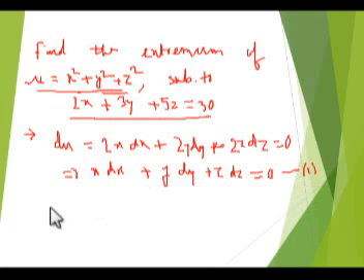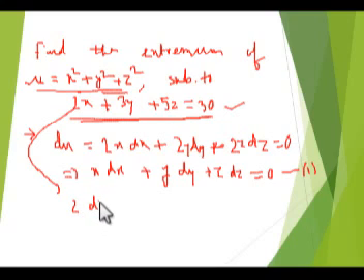Now we are also given a condition that 2x plus 3y plus 5z is equal to 30. If we take the differential form of it, we get 2dx plus 3dy plus 5dz equal to 0. Now I am calling it equation number 2.